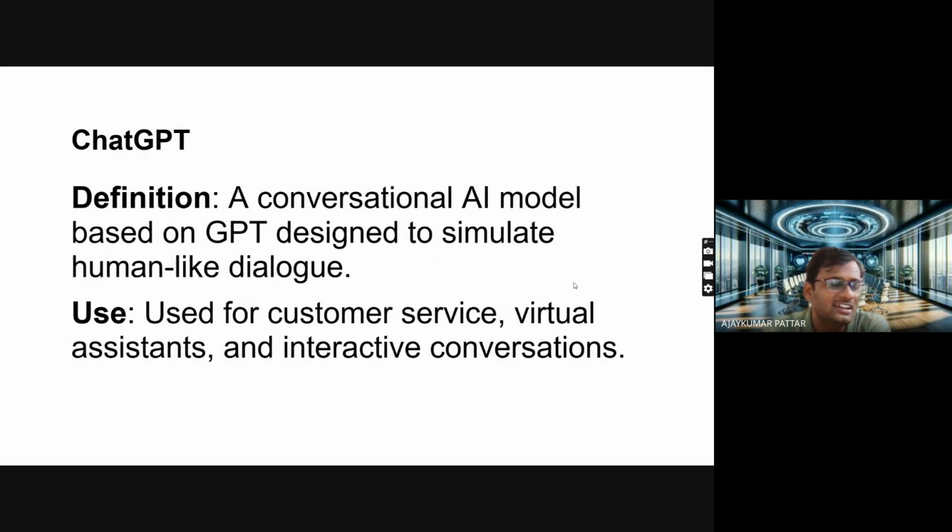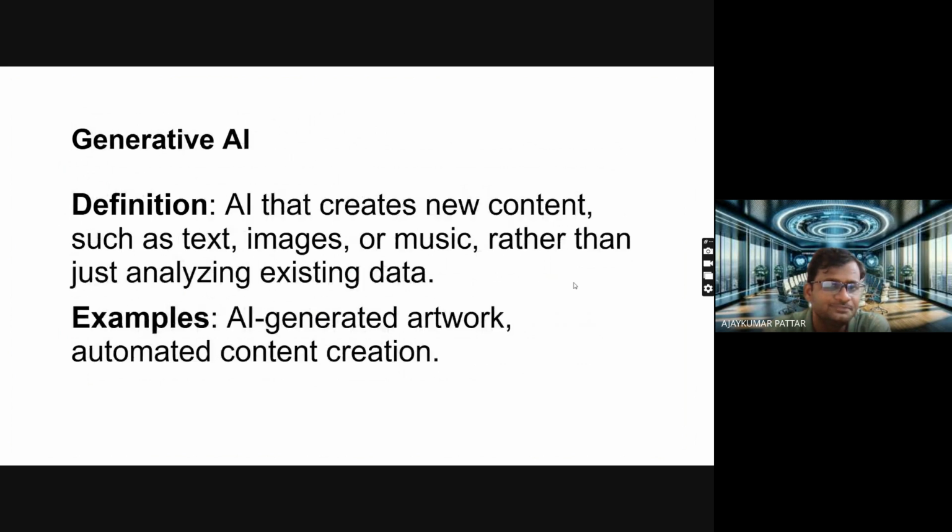So ChatGPT is a conversational AI model based on the GPT, designed to simulate human-like dialogue. Why is it called generative? Based on available data, it can create new text, images, or music, rather than just analyzing. It will create some new content from existing data. That's why it is called generative AI.